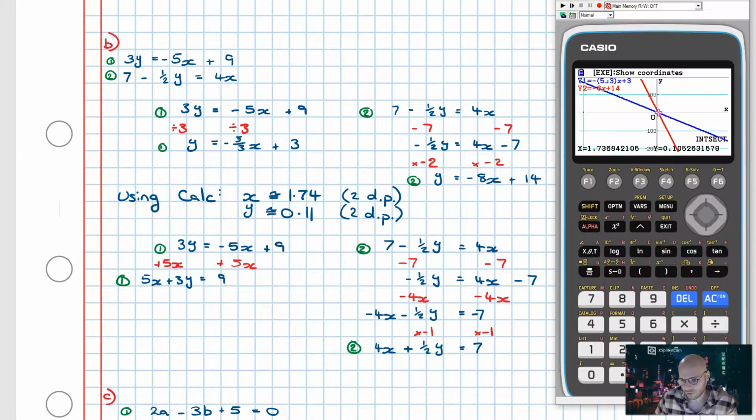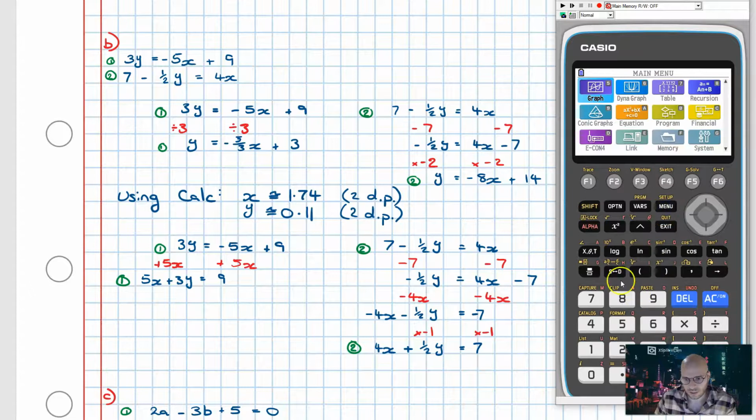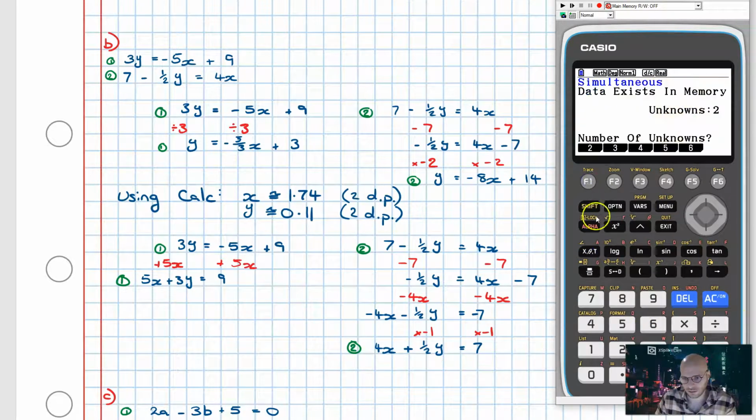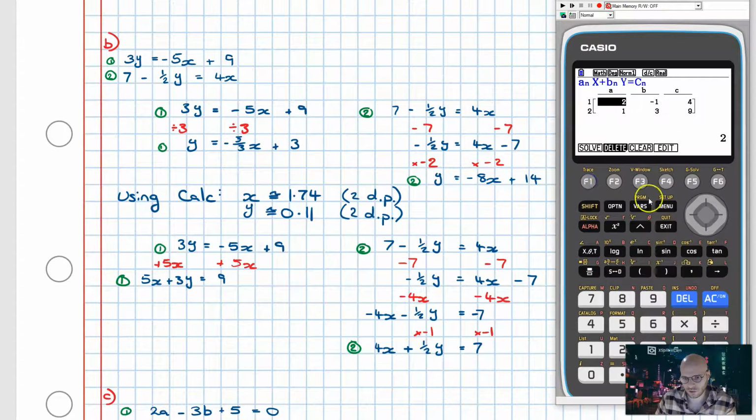Now using the solving tool, we're going to go back to the top menu and we'll press the A button, which is represented here. We'll go for simultaneous, so F1. We have two unknowns, so F1 again. Then we're going to clear all of this. From there, we're going to go 5, 3, 9. So this guy here. Then the second equation, we go 4, a half, and the 7. And we'll go solve, so press F1.